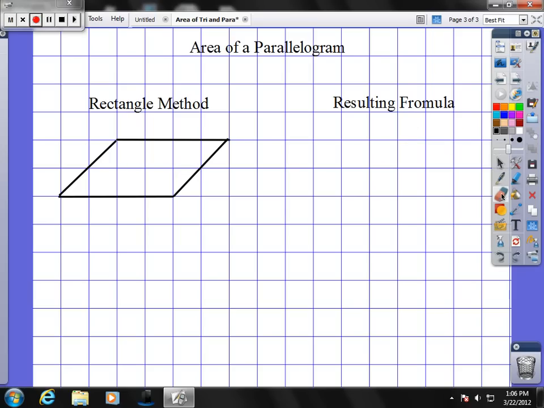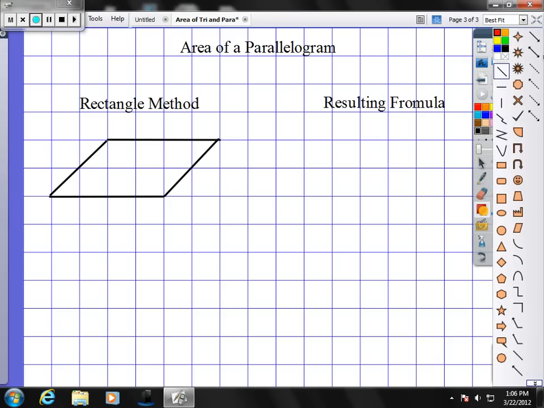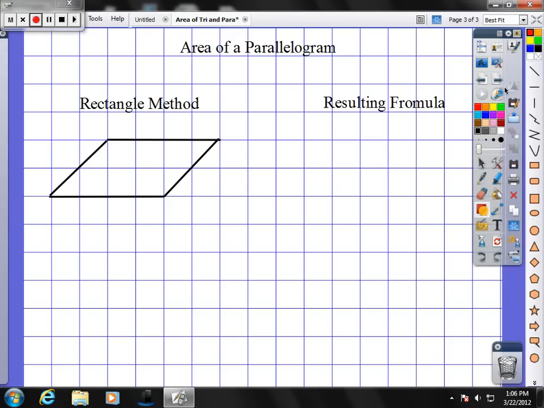Now, if we are doing the rectangle method, let's go get my dotted line here. What the rectangle method says, and I'll go ahead and do that in red, is I want to make a dotted line down this side, from there to here, and I want to enclose the entire figure into a rectangle. Okay, now there's a couple of things you can look at here.